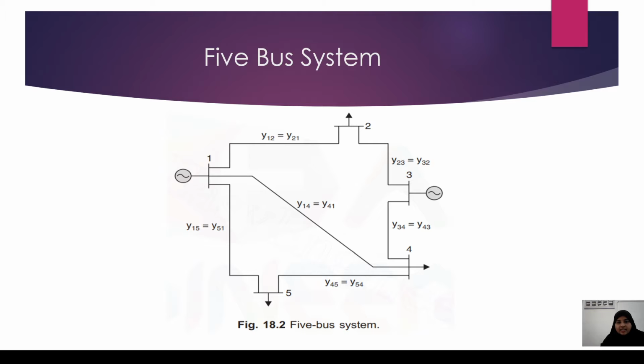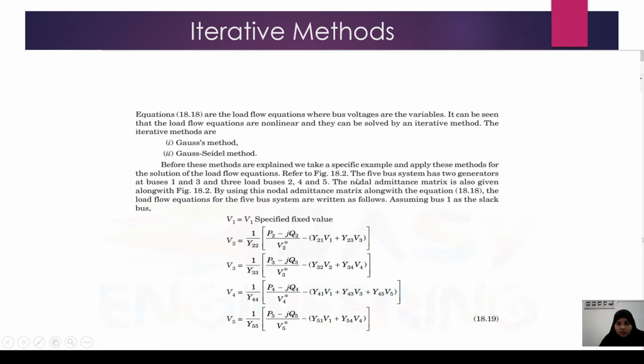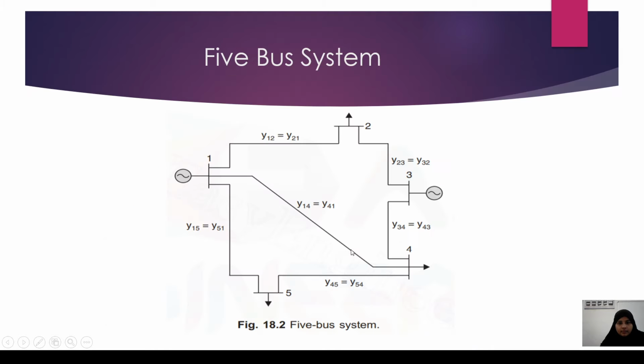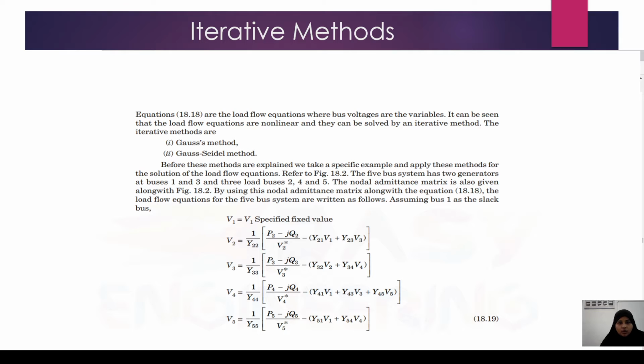So this is a 5-bus system. Already we have seen it in the last class. Buses 1, 2, 3, 4, 5, so 5 buses are there here. Y12 is Y21, Y23, and so on. Here you can see the admittances also. The 5-bus system has 2 generators at buses 1 and 3, and 3 load buses, 2, 4 and 5. The nodal admittance matrix is also given along with this.